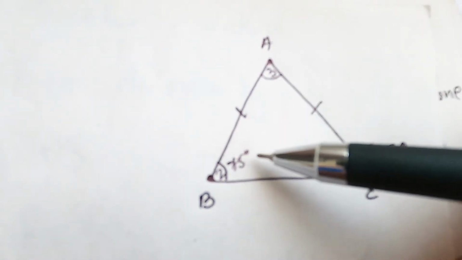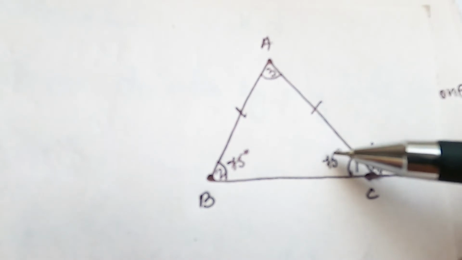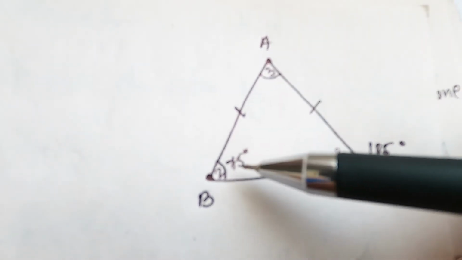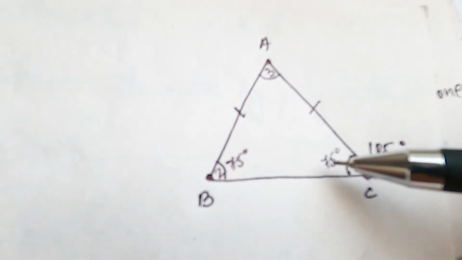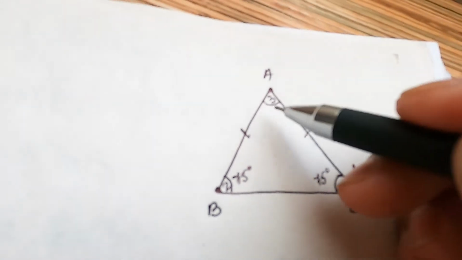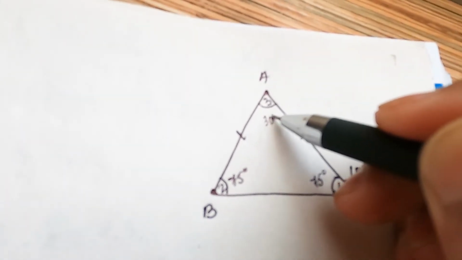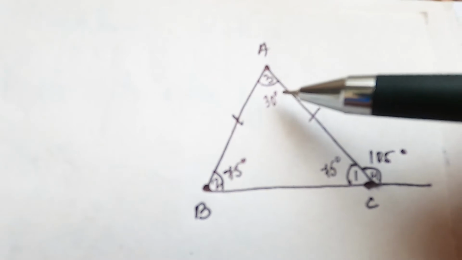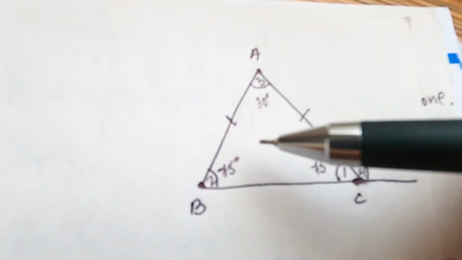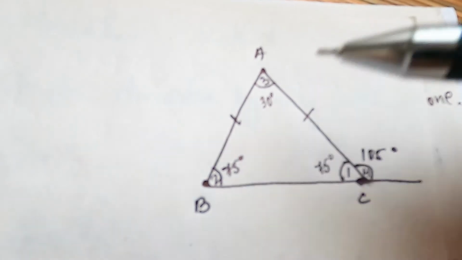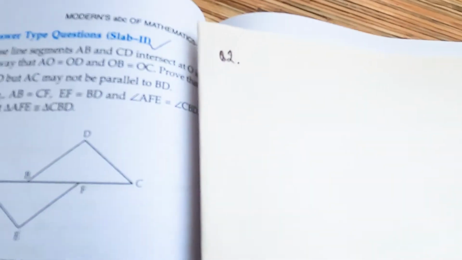So how will we find angle 3? To find angle 3, we will use angle sum property. So 75 plus 75 will be 150. So 180 minus 150, we will be getting here how much? 30 degree. So in this case, angle A will be 30 degree. Alright, see, very simple. So let me write the written work for you all.